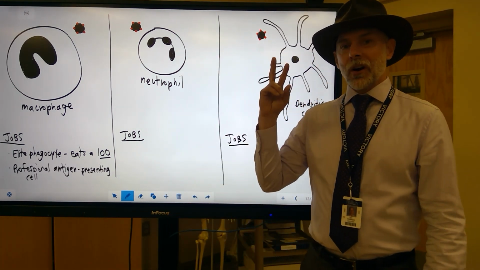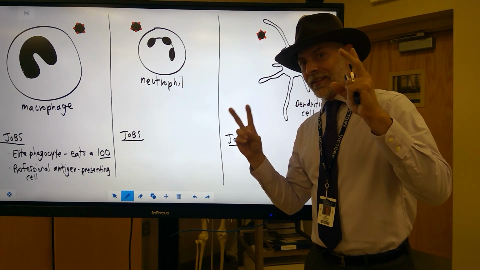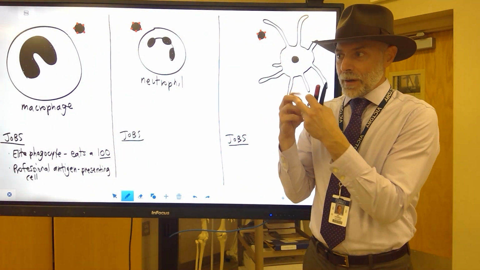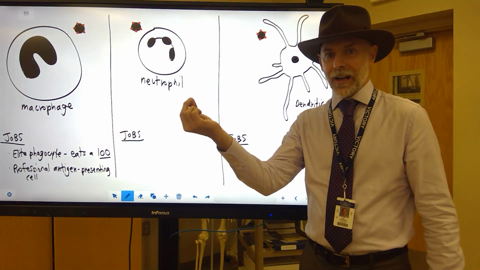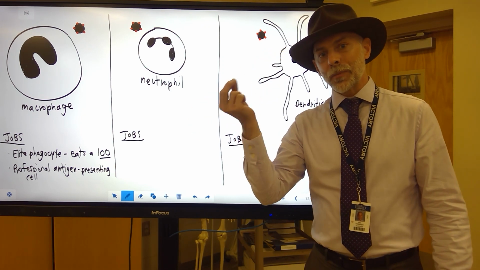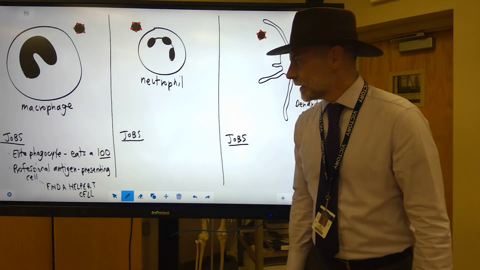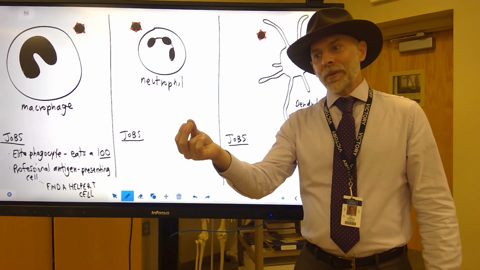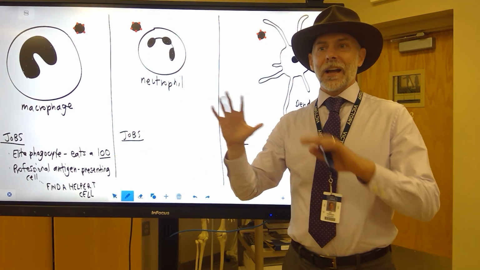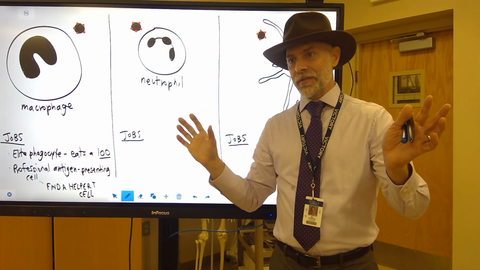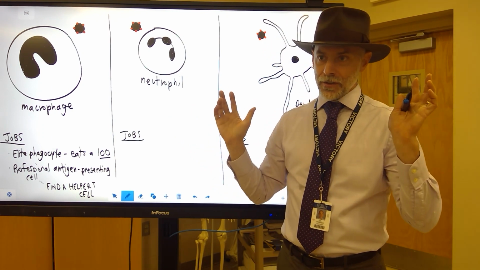They can also be what we call a professional antigen presenting cell. What that means is they'll rip up the bacterium, hold a little piece out, and they're going to go try to find a helper T cell. And if they find the helper T cell, they're going to show it, and they're going to activate all of the adaptive defenses, which we're going to talk about in a couple of days.